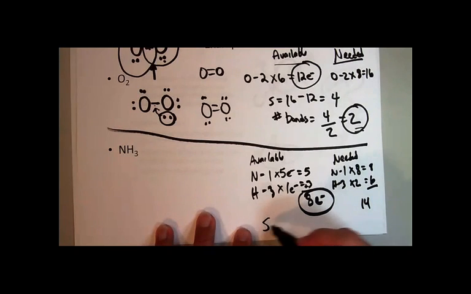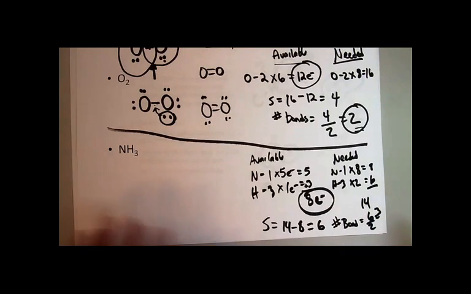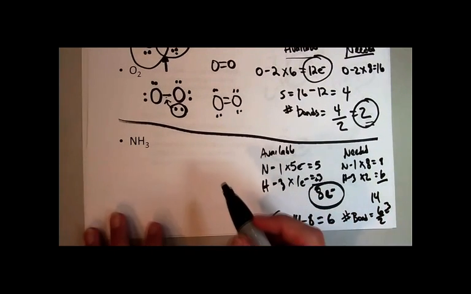So to predict the number of bonds, S equals 14 minus 8 equals 6. That's the shared electrons, individual electrons. But to figure the number of bonds, since there's 2 electrons per bond, it's going to be 6 divided by 2, which is 3. So in this particular case, I'm predicting 3 bonds.